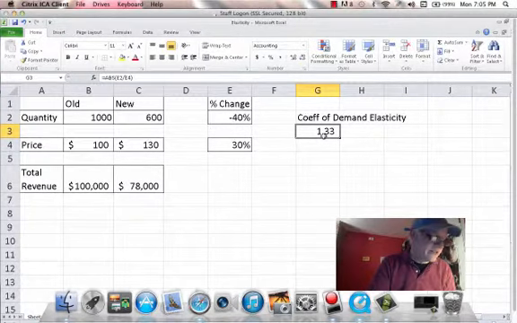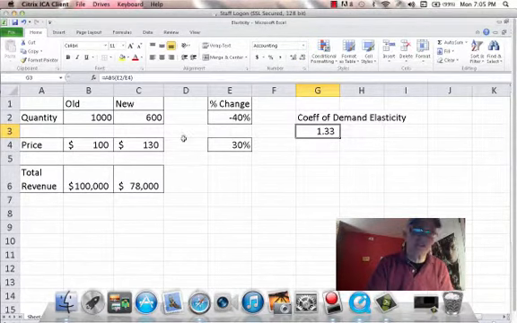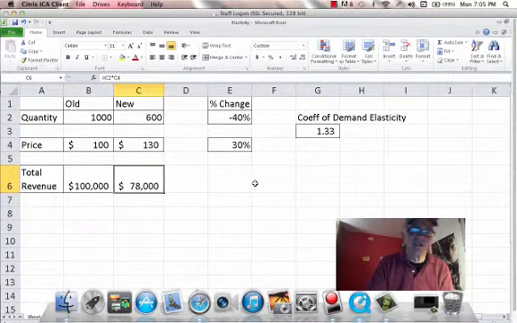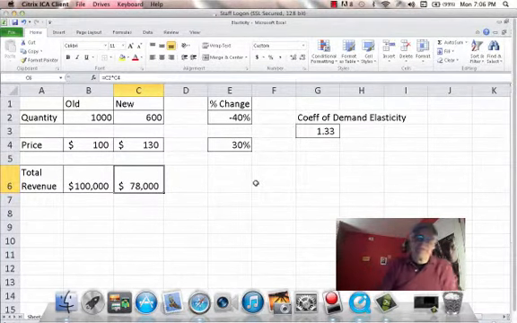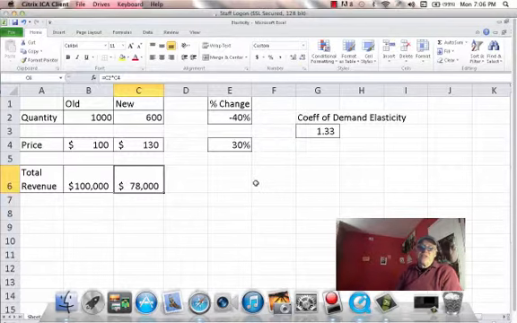And again, this is the first case on page 115, where the coefficient of elasticity is greater than 1. The price goes up a little bit, again 30%, compared to the quantity drop that goes down a lot, 40%. So then my total revenue went from $100,000 to $78,000. So you can play around with this spreadsheet. Again, this is what merchants do when they want to take a look at how change in price affects the quantity demanded.